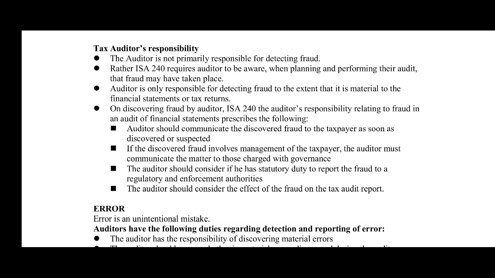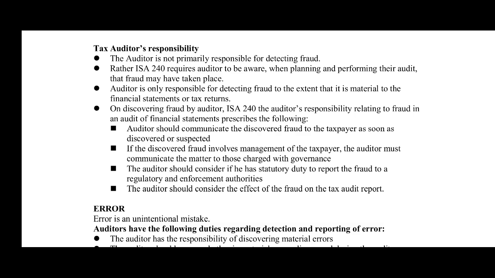If the auditor discovers any fraud, his responsibility relating to the fraud prescribes that, one, he should communicate the discovered fraud to the taxpayer as soon as it is discovered or suspected. And if the discovered fraud involves management, then he must communicate to those charged with governance or the board of directors. The auditor should also consider if he has a statutory duty to report the fraud to a regulatory and enforcement authority, such as the police and other bodies.